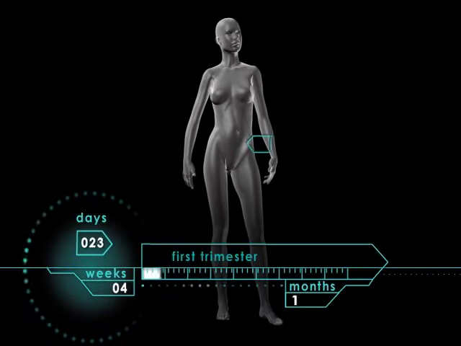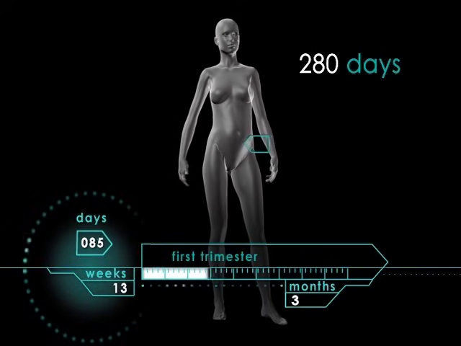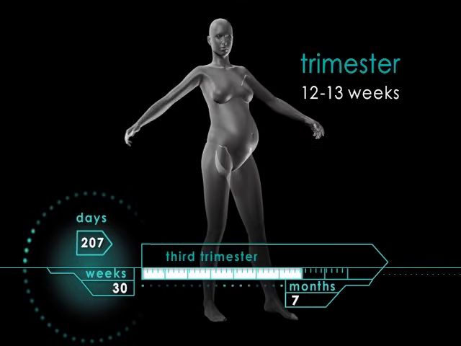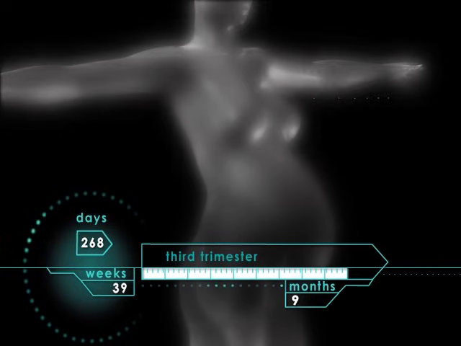Fertilization has occurred, the zygote has attached itself inside the uterus, the placenta is forming. Pregnancy has begun. Pregnancy lasts roughly 280 days from the last menstrual period and is divided into trimesters of about 12 to 13 weeks each.